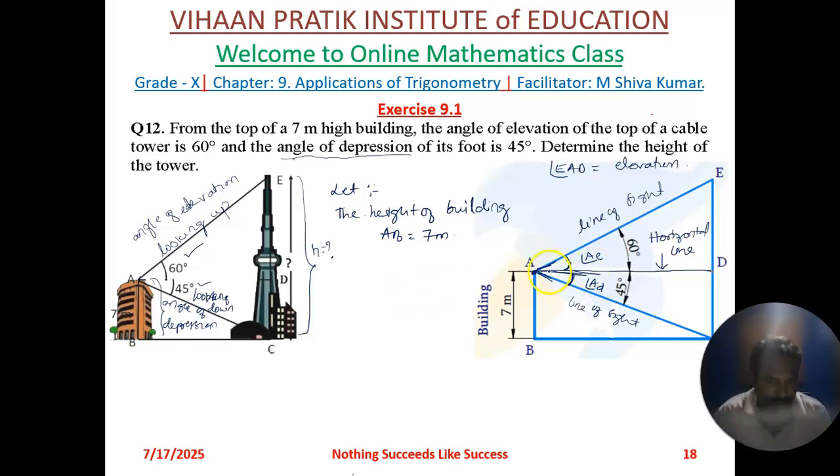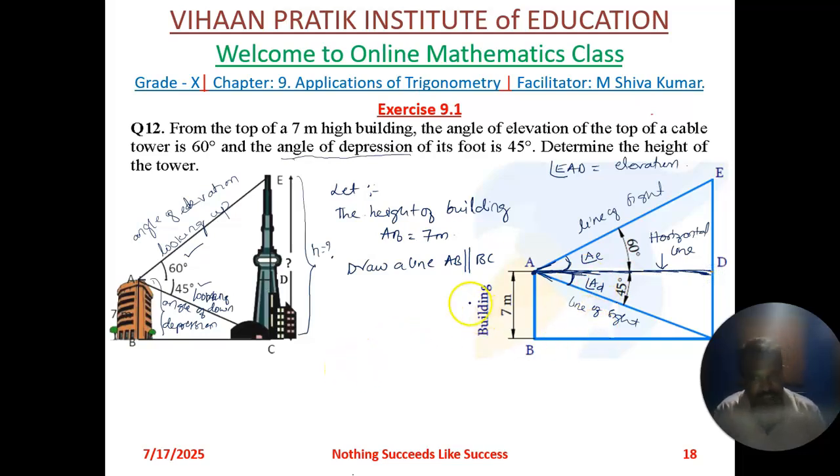Okay. Since we have drawn a horizontal line AD, include that also. Draw a line AD parallel to BC. So this is the line which we have drawn. AD which is parallel to BC.